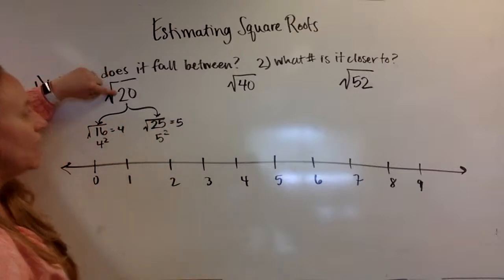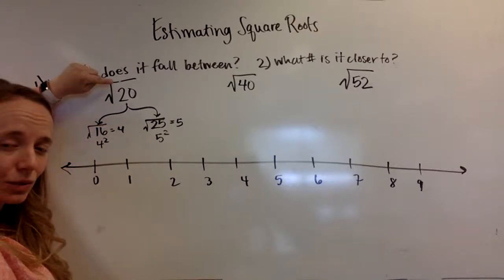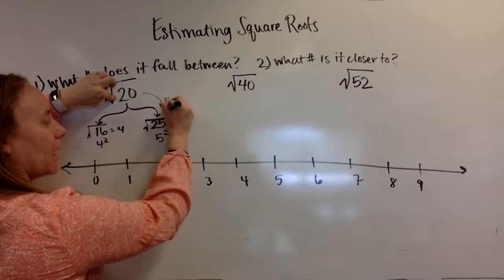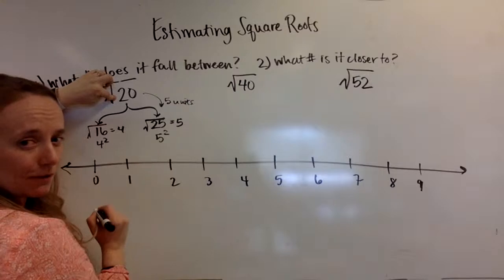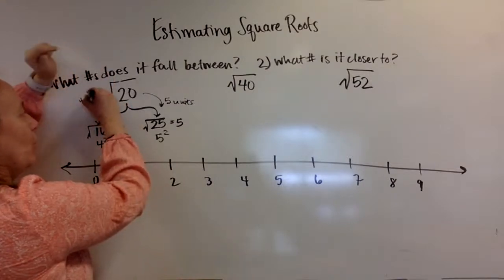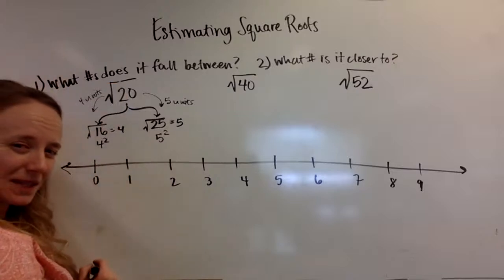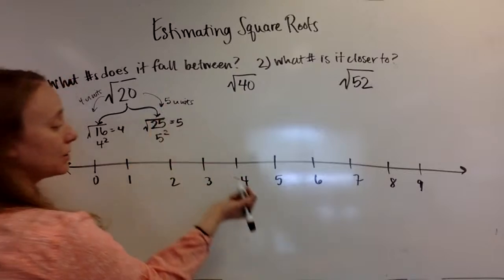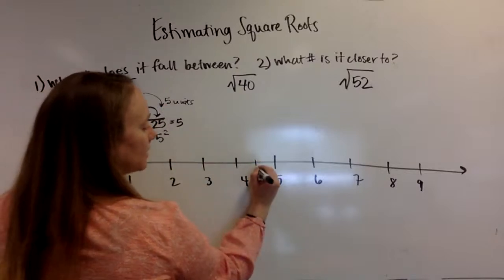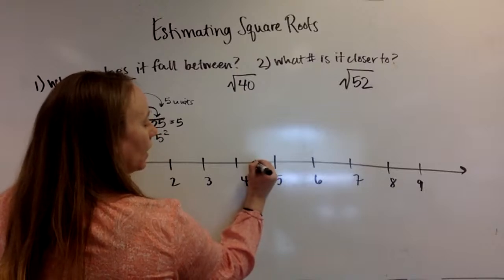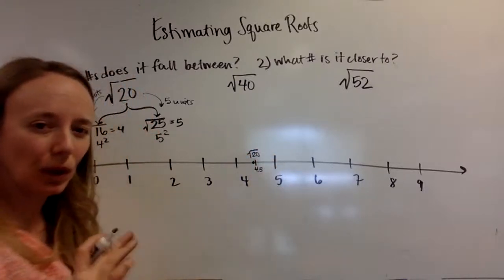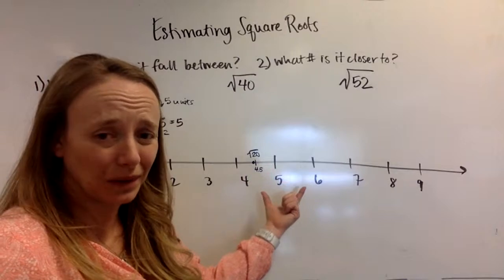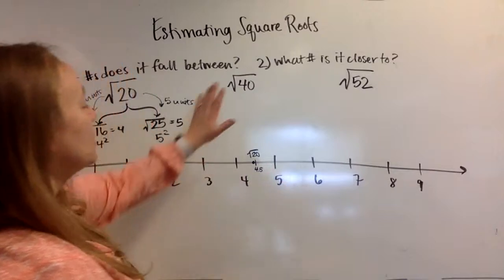Now I need to ask myself, is 20 closer to 16 or is 20 closer to 25? If I think about this, it is 5 units away from 25, and it is 4 units away from 16. So it's a little bit closer to 4 than 5. It's pretty darn in the middle though. So if I were to plot this on a number line, here is about 4.5. I'm going to draw the square root of 20 just below that point. Just barely. It needs to look like it's pretty darn in the middle of those, maybe a little closer to the 4.